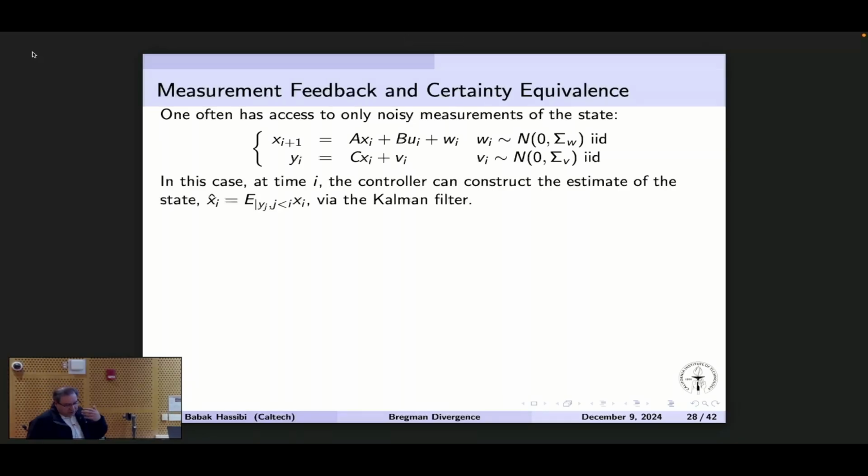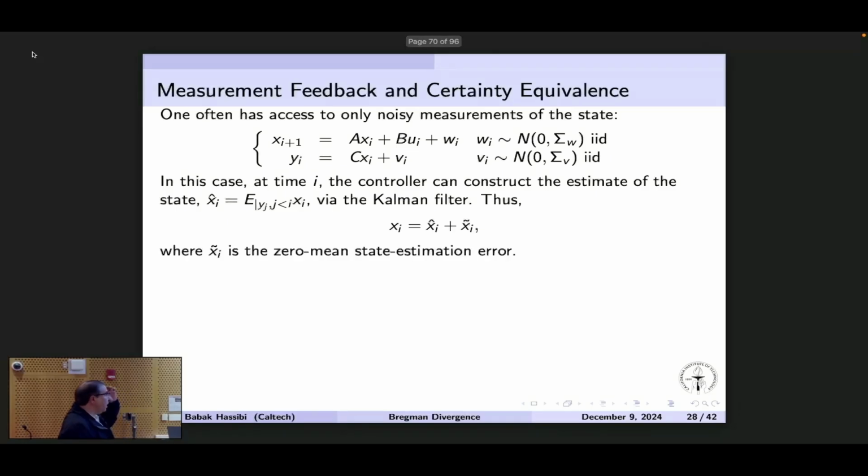And so again, if you look at the vantage point of the controller in the measurement case, if I'm sitting at time i, I don't know the state anymore, but I can construct my best estimate of the state given the past observations. That's the conditional mean of the current state given everything I've observed till the current time. And this is very easy to find from the Kalman filter. And the error is independent of the control that I do, but anyway.